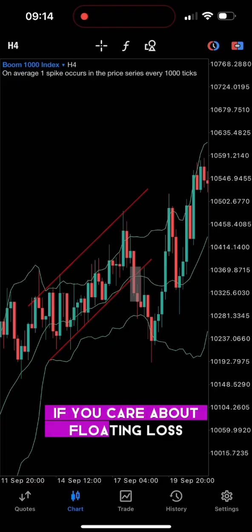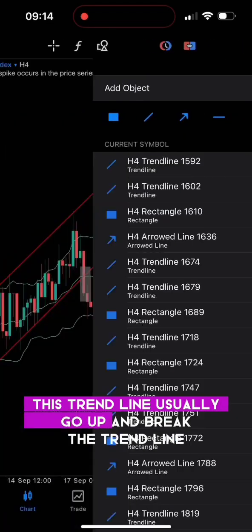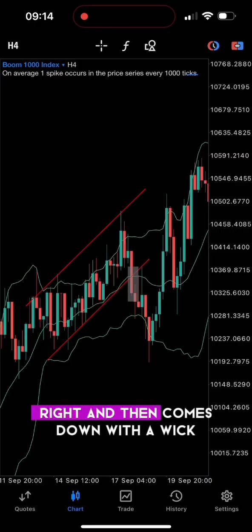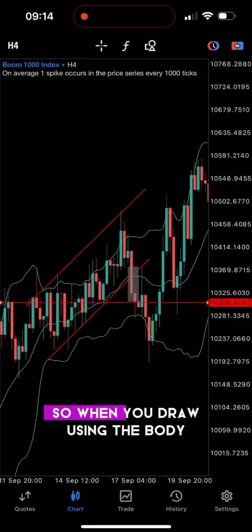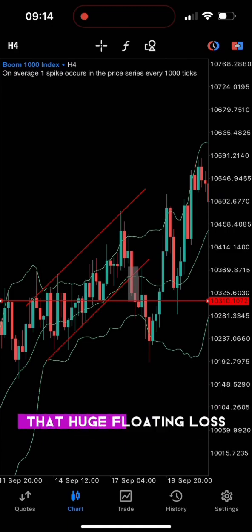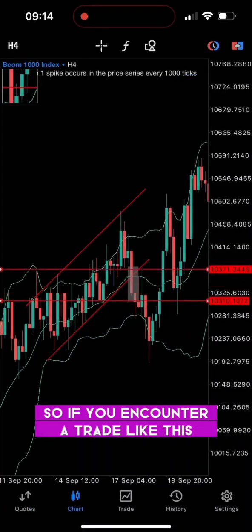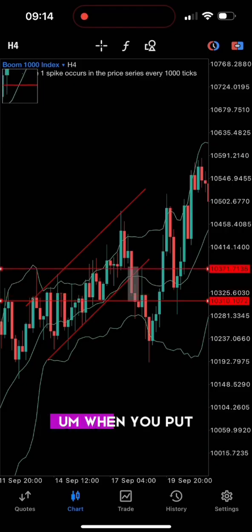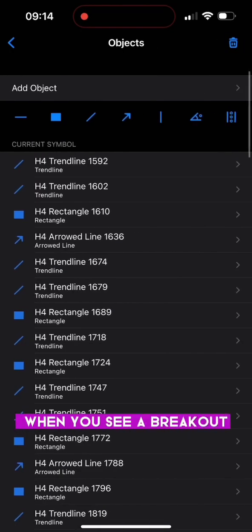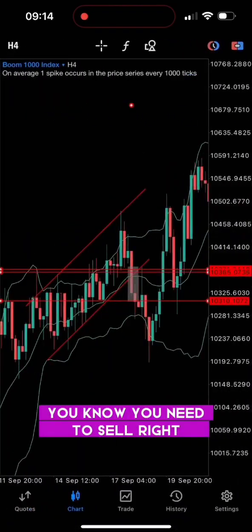If you care about floating loss, yes, it does matter, because these trend lines usually go up and break the trend line, right, and then come down with a wick. So when you draw using the body, you just suffer that long wick, that huge floating loss. So if you encounter a trade like this, this is what you do. When you see a breakout, right, and then there's a pullback, you know you need to sell, right?